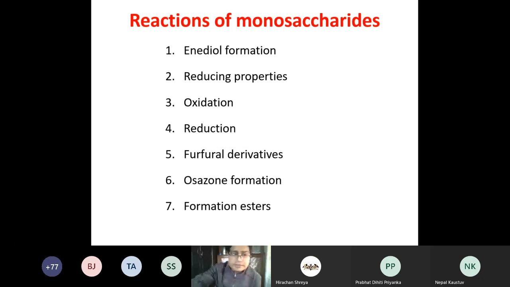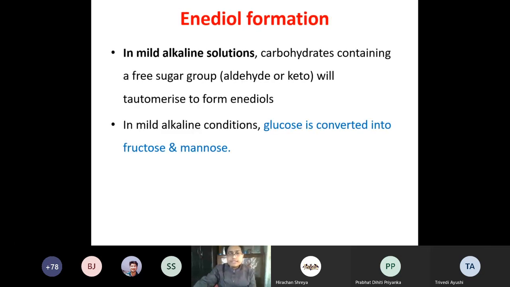Okay. These properties are important in the practical classroom also, because we utilize these properties to perform the practicals. Okay, let's see one by one. First one is the enediol formation. In mild alkaline solutions, carbohydrates containing a free sugar group, aldehyde or keto, naturally will tautomerize to form enediols.